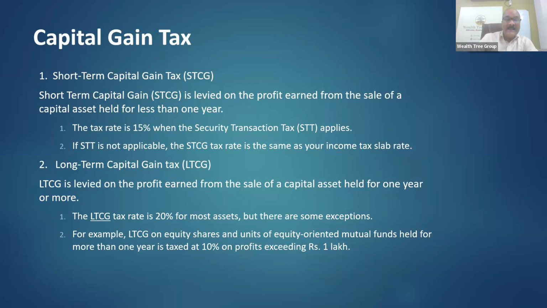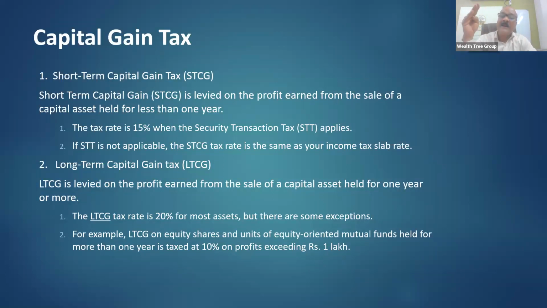Next, long-term capital gain tax is levied on the profit earned from the sale of a capital asset held for more than 1 year. In fact, the tax rate is 20% on most assets, but there are some exceptions. Generally, if you buy a house and sell after 2 years, it attracts long-term tax. It's 2 years for property, not 1 year, but it is 1 year for stock market investments. That means if you hold shares in your demat account for more than 1 year, it will attract only 10% long-term capital gain tax.